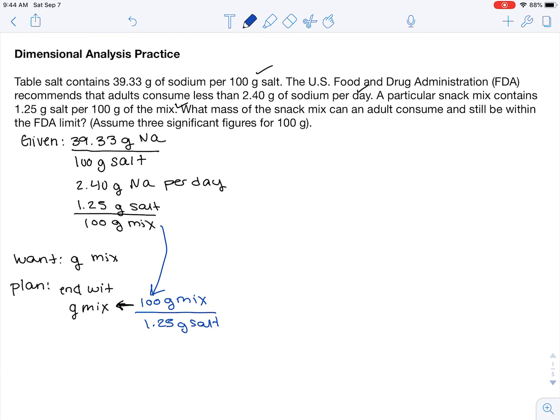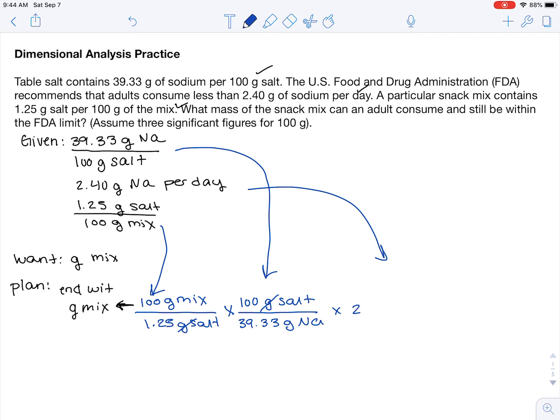Okay, well then I get to a problem and I see, well, now I have to get rid of salt. So from my other two factors that I'm given, I see that this first one will help me get rid of the unit salt. So if I place 100 grams of salt on the top over 39.33 grams of sodium, then my grams of salt now will go away. Well, now I have grams of sodium. And then I get to my last part and I see that if I multiply it by 2.40 grams sodium, the grams of sodium will cancel. And if you plug all of that in, your answer will be 488 grams of mixture.